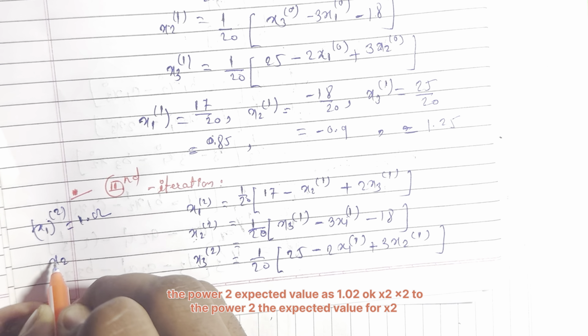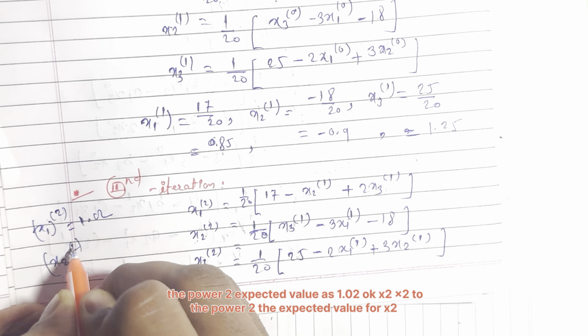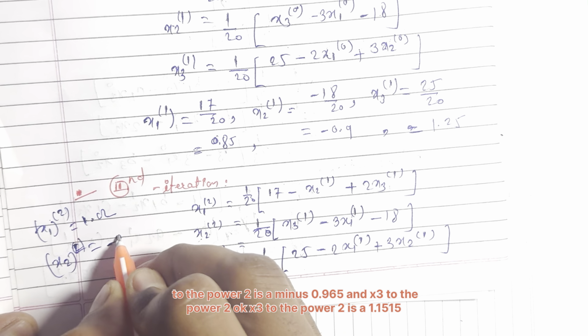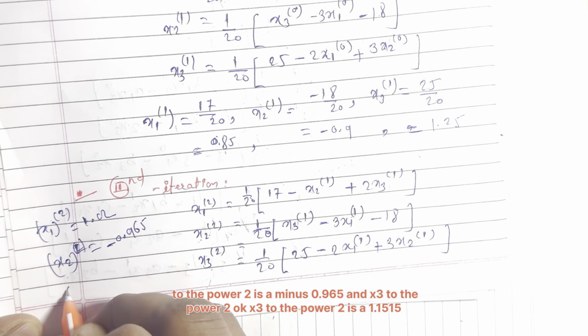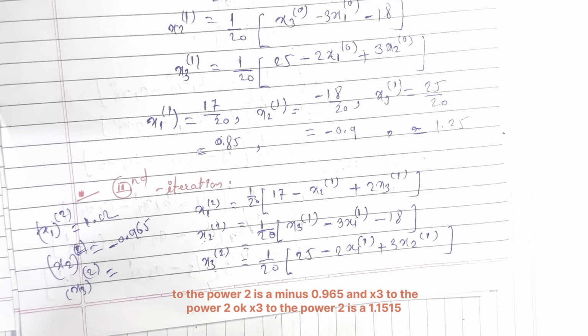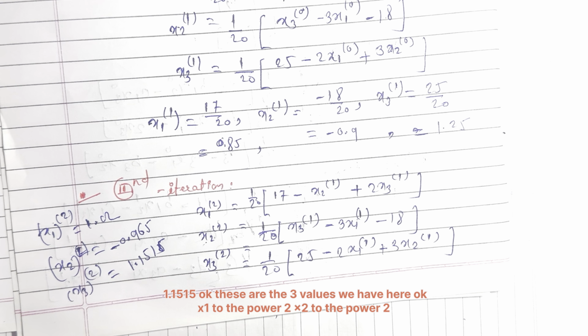Okay, x2 to the power 2, the expected value for x2 to the power 2 is minus 0.965, and x3 to the power 2 is 1.1515. Okay, these are the three values we have here: x1 to the power 2, x2 to the power 2, and x3 to the power 2. Okay, this one is our second iteration.